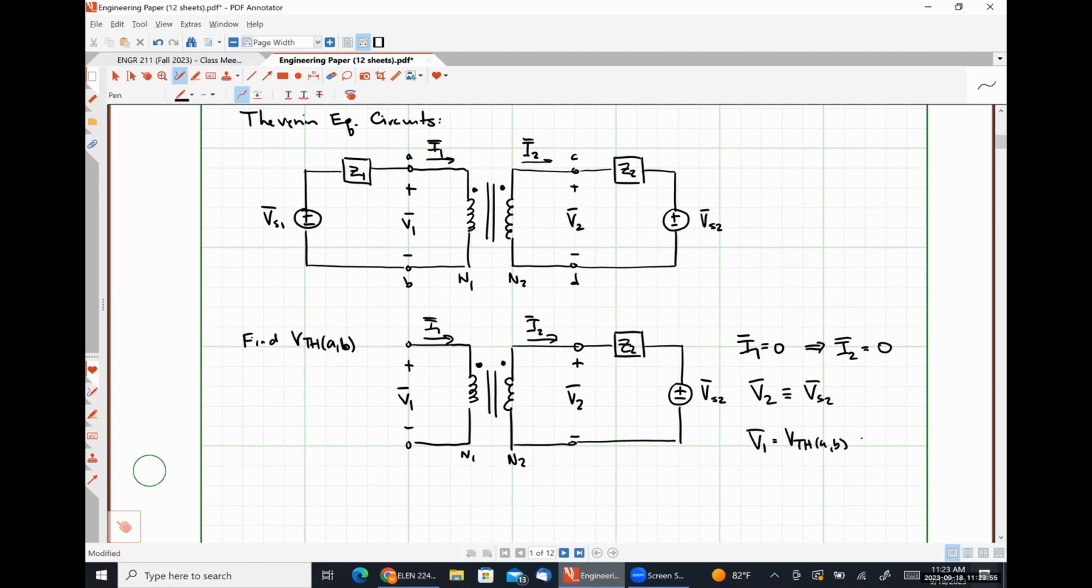Well, V1, which is going to be our Thevenin voltage seen between terminals A and B, because it's an open circuit voltage, is then going to be what? Go back to the relationships for the turns ratios that we wrote at the very beginning of class. Is it going to be A times VS2, or is it going to be 1 over A times VS2? Which one? 1 over A. Okay. So our Thevenin voltage is going to be VS2 divided by A. I agree with that wholeheartedly.